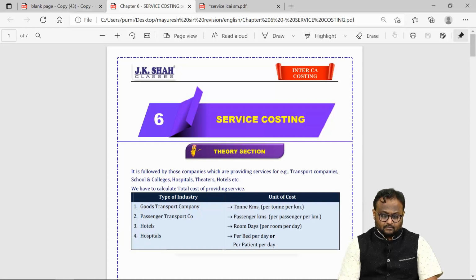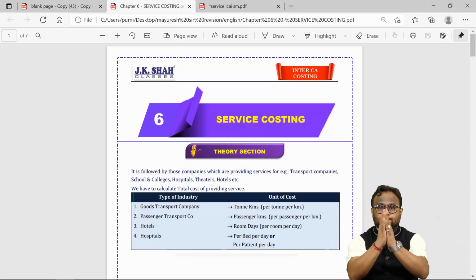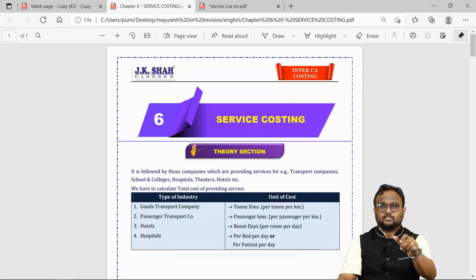Well, calculation is very simple. How do you calculate cost per ton? Total cost divided by total tons. How do you calculate cost per unit? Total cost divided by total units. How do you calculate cost per kg? Total cost divided by total kgs. How do you calculate cost per liter? Total cost divided by total liters. So if we want to know cost per passenger kilometer, your total cost should be divided by total passenger kilometers. So take passengers, take kilometers, multiply, get the answer. Finished.